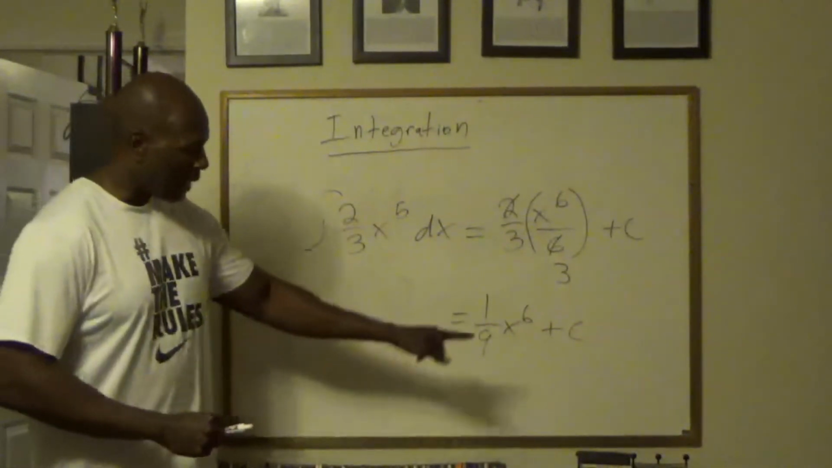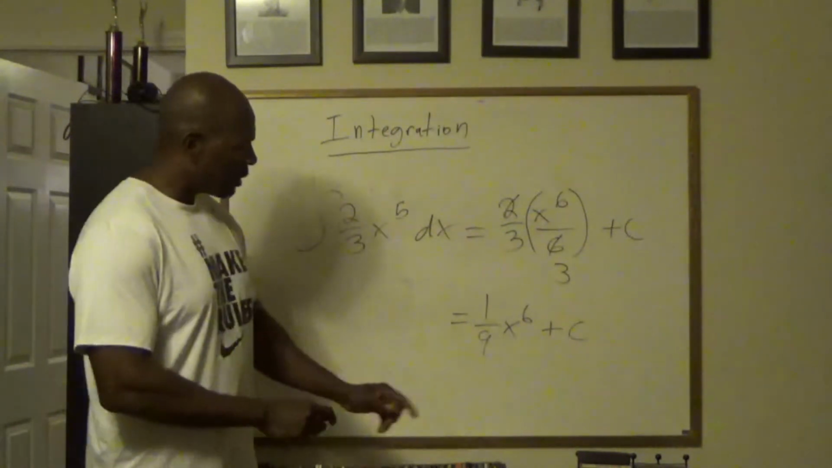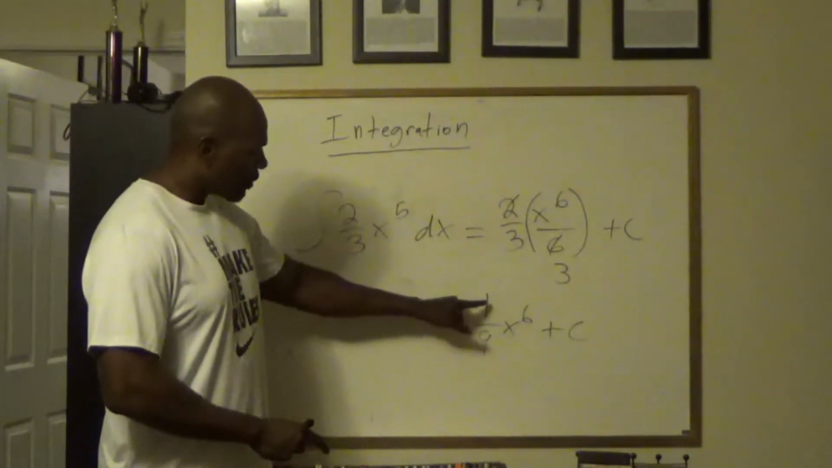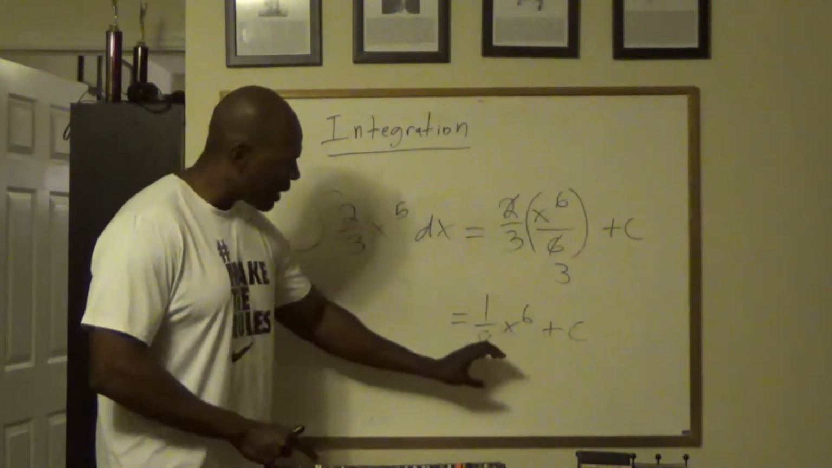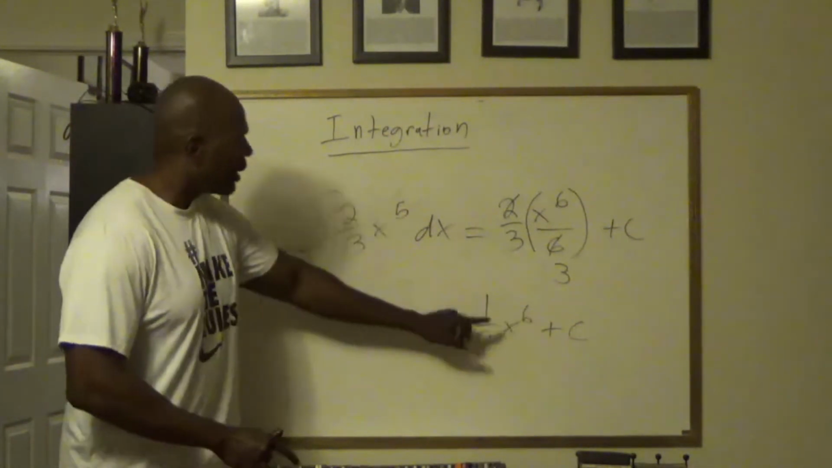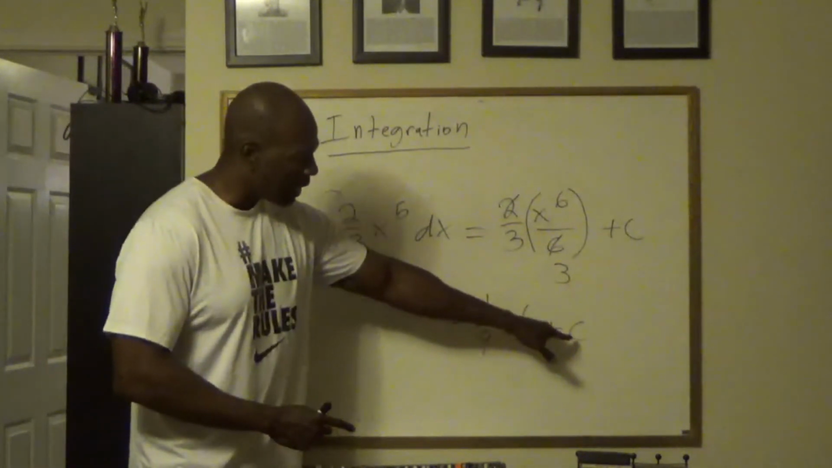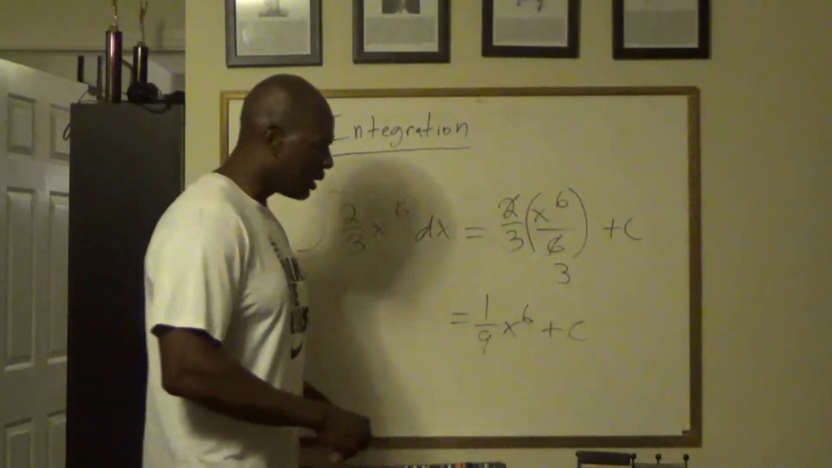And again, if you were to take this derivative, so let's check. If I was to take this derivative, I'll multiply 6 times 1 over 9. 6 times 1 over 9 is 6 over 9. 6 over 9 simplifies to 2/3. And I'll subtract 1 from this exponent, and I'll get 5. And of course, the derivative of a constant is 0, so that's why that's the only thing you see there.